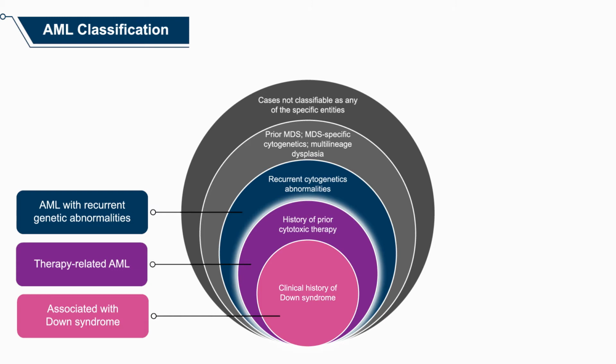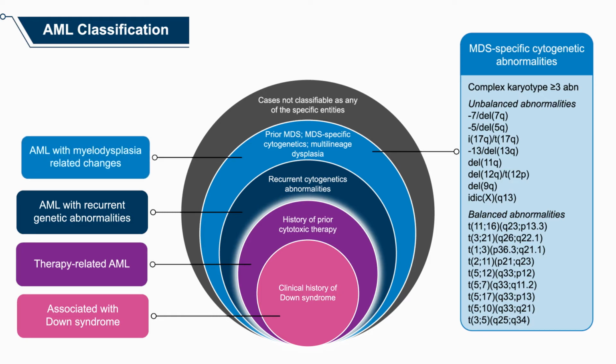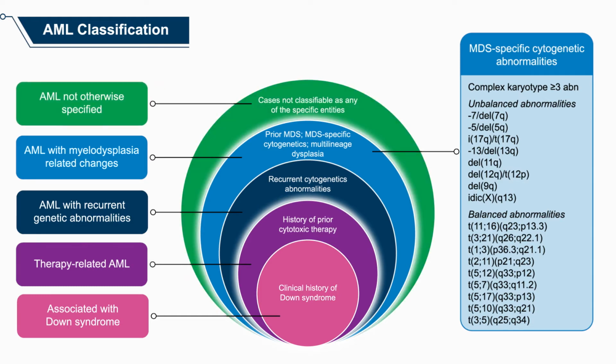genetic abnormalities. If the patient has a prior history of myelodysplastic syndrome, or if the acute myeloid leukemia has specific cytogenetic or genetic changes that are associated with dysplasia, then that acute myeloid leukemia is referred to as AML with myelodysplasia-related changes, which is the topic of this discussion today. And then there are cases that don't fit into any of these specific boxes, and those are referred to as AML not otherwise specified. And obviously there are other types of AML that are classified specifically as well, but are not included here, but we're going to keep it simple for the sake of this presentation.